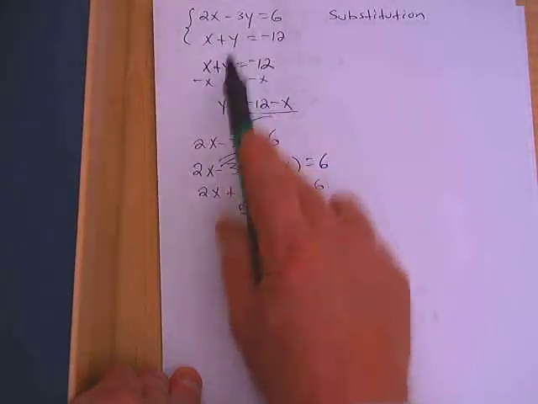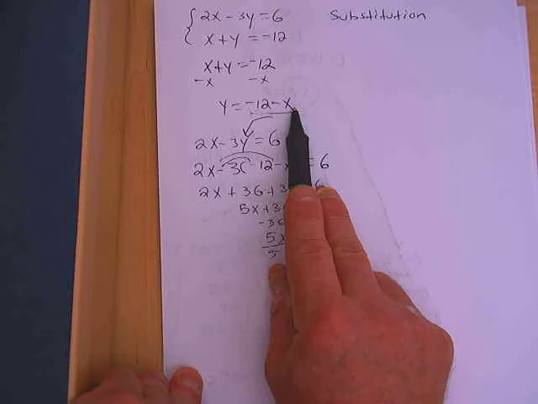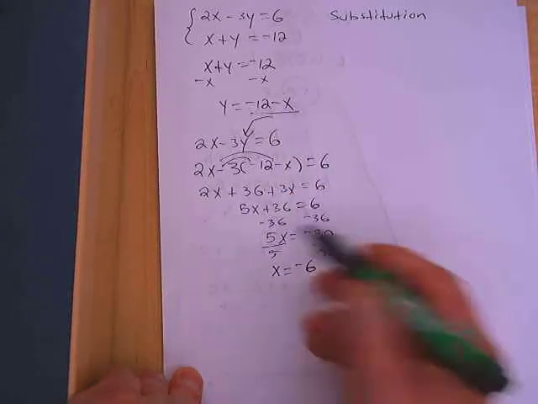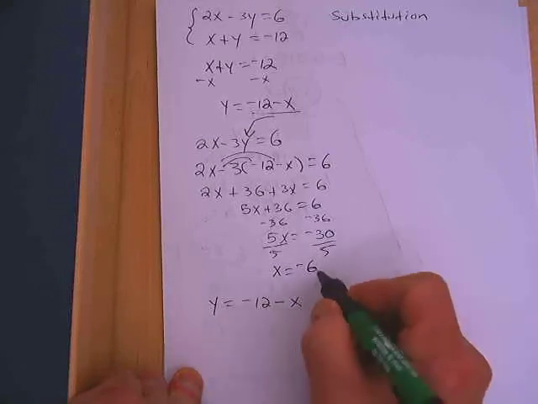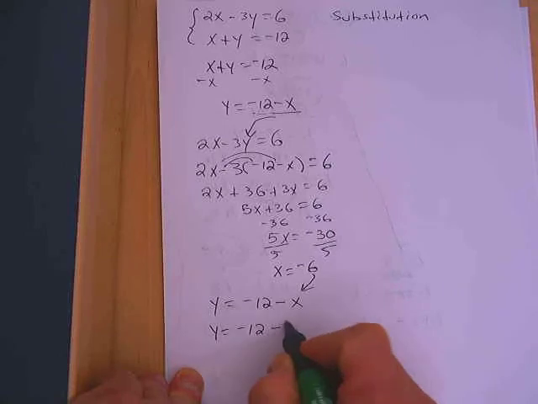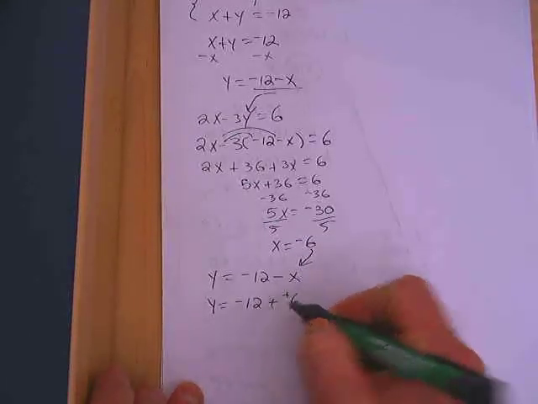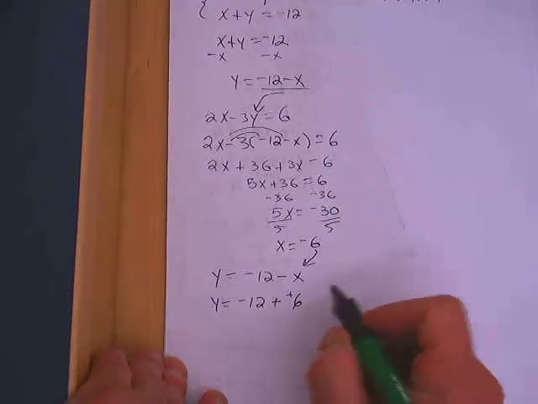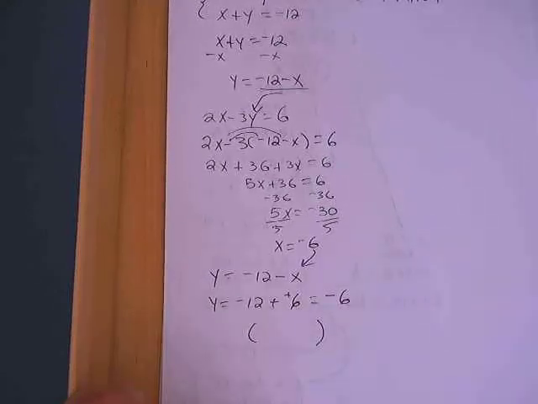Now I need to take this x equals negative 6 and plug it back in either one of these equations to find out y. Or I could even plug it in this one, the one I rearranged, because that says y equals negative 12 minus x. We know that x is negative 6, so y equals negative 12 minus negative 6. If you need your calculator for that, that's okay. I know that a minus minus makes it plus, which makes y equal to negative 6.